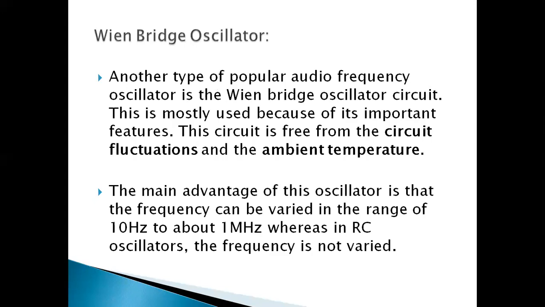It is mostly used because of its features. Here we have features like being free of circuit fluctuations and free of ambient temperature effects. That means fluctuations in the circuit are very low, and the variation with the ambient temperature is also very low. That's why most applications use the Wien bridge oscillator. This is one type of audio frequency oscillator.